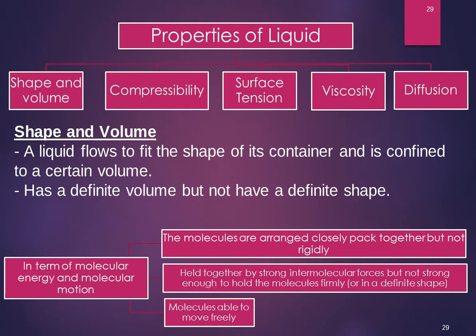For shape and volume, a liquid flows to fit the shape of its container and is confined to a certain volume. It has a definite volume but does not have a definite shape. In terms of molecular energy and molecular motion, the molecules are arranged closely packed together but not rigidly, held together by strong intermolecular forces but not strong enough to hold the molecules firmly or in a definite shape. Molecules are able to move freely.